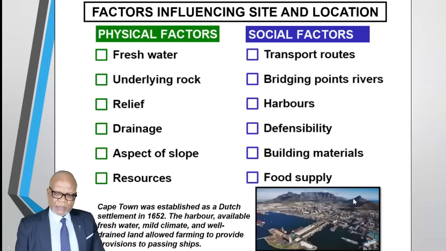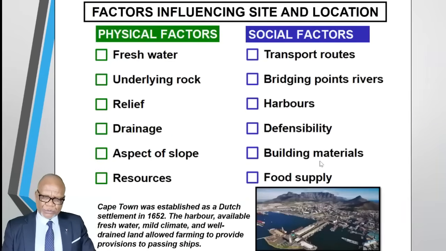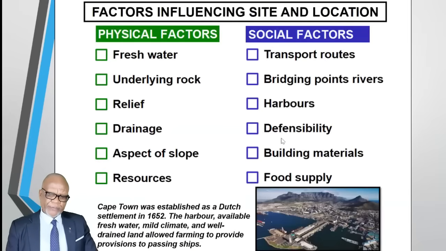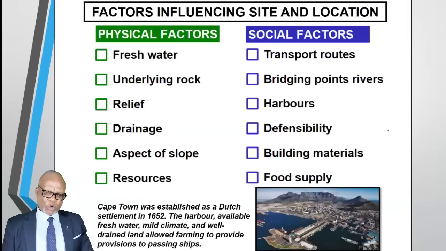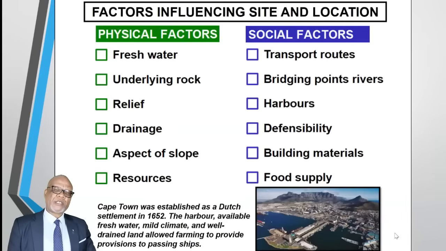And then, let's look at the factors that are going to be influencing the location of urban areas. Now it is fresh water, underlying rock, relief, drainage, aspect of slope, resources, transport routes, bridging points, rivers, harbors, defensibility, and building material. So these will be the factors that will also influence the urban settlements.